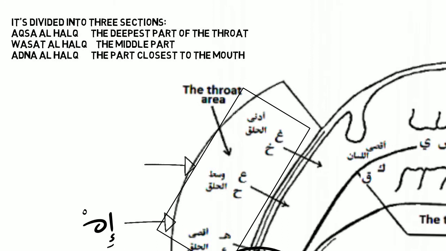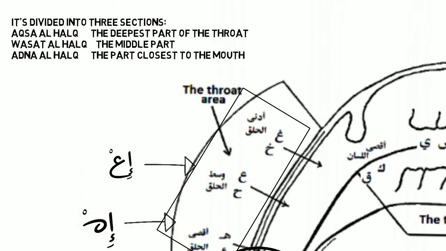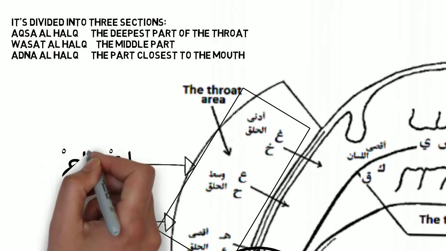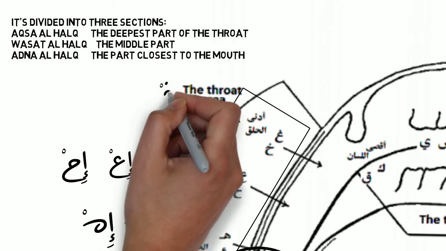Now the middle, وسط الحلق, it's the articulation point of ayn and ha. Again, put your hand on your neck. You should feel the sound higher than where it's felt hamza and ha. إع, إع, إح. You feel a kind of a push, a kind of a force in your throat and about the middle of it. That is why it's called the middle of the throat.